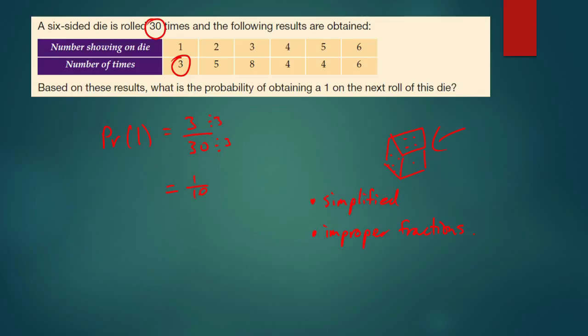Now, always double check your result. Always double check that this lies in between 0 to 1. If it's not in between 0 to 1, then you have a problem with your probability. A probability cannot be negative, and it can also not be greater than 1.